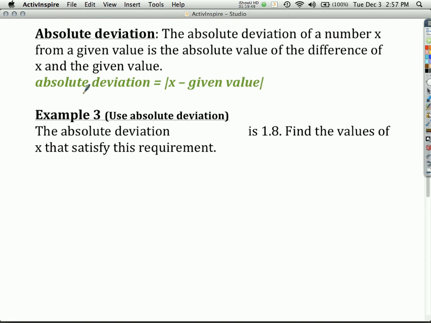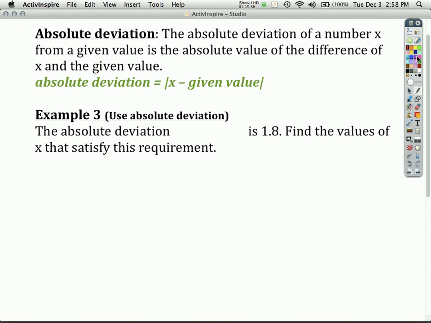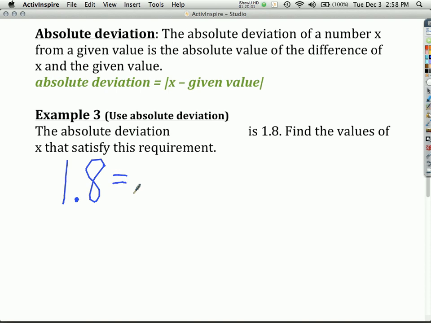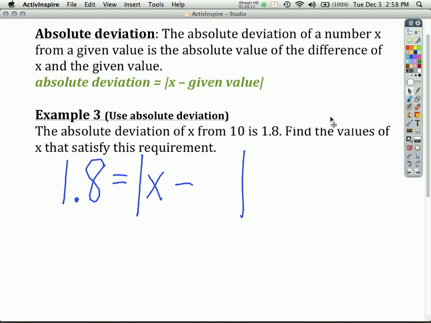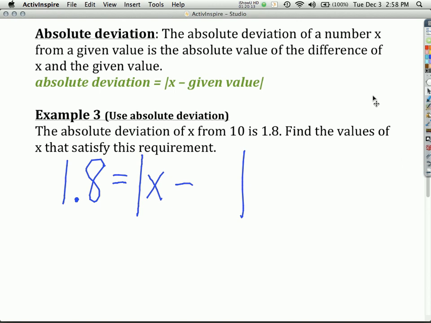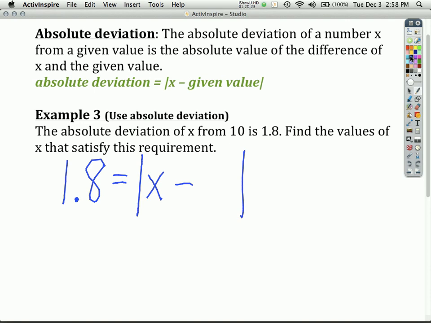That's why I'm teaching you how to separate the words. So the 1.8 is going to go in place of the absolute deviation. So 1.8 goes on the left, equals the absolute value of x minus some number. Well, now we need the number. So what goes inside the absolute value in that empty space? Nathaniel? 10.